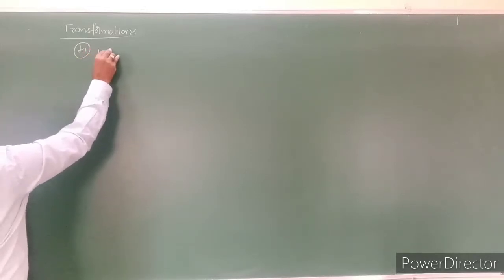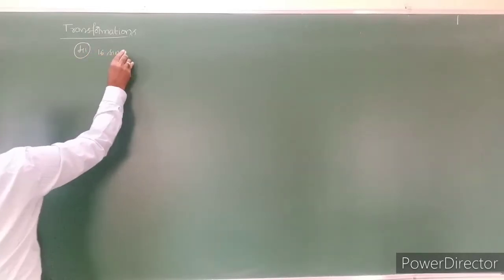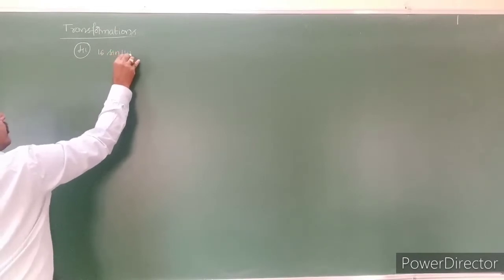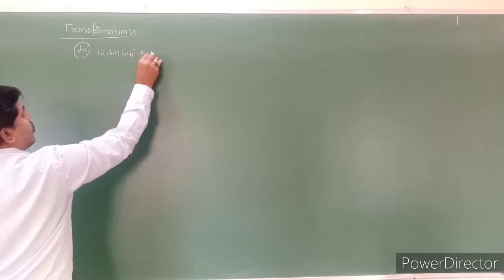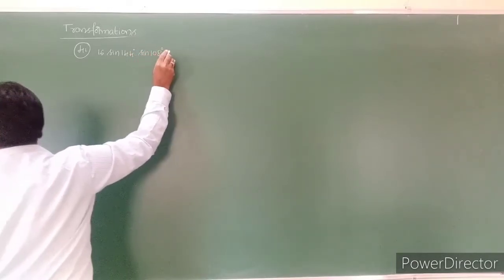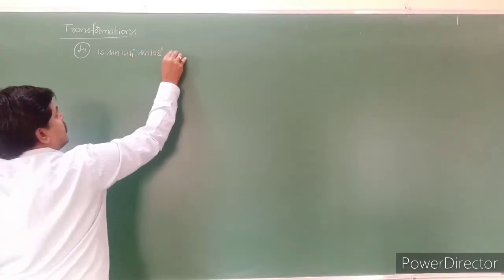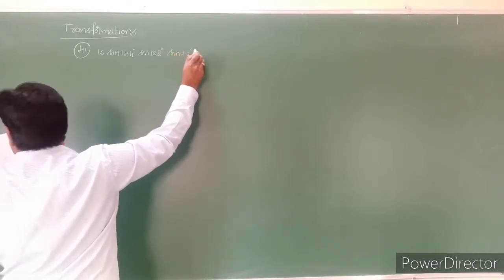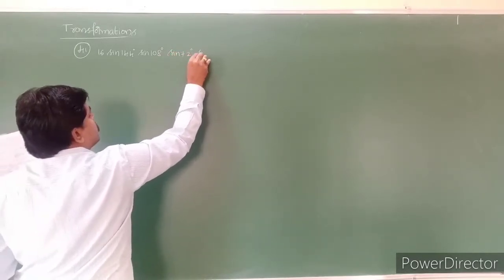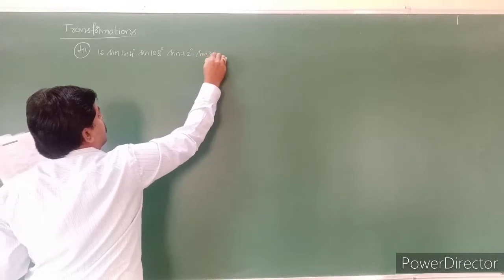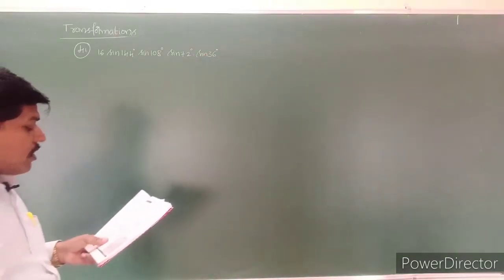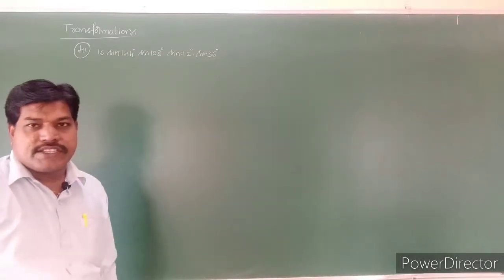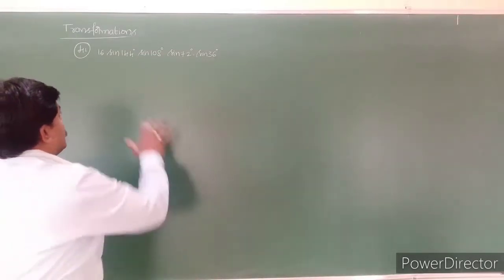16 sin 144 degrees, sin 108 degrees, sin 72 degrees, sin 36 degrees. So that is 16 into sin 144, sin 108, sin 72 and sin 36 degrees. Okay. So see this one question, students.